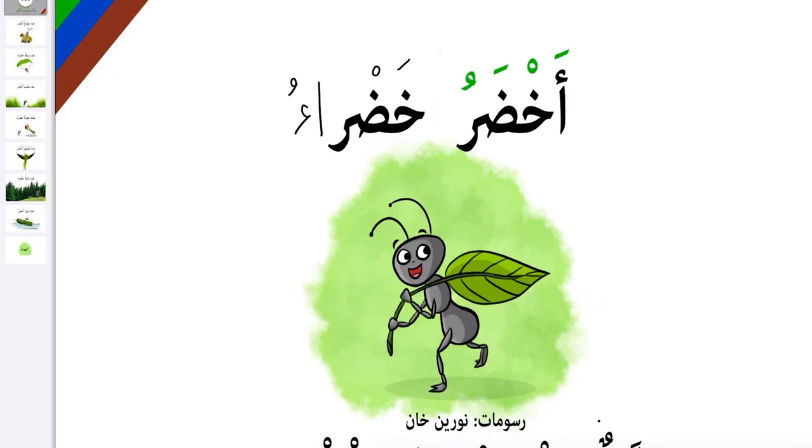Book number 27. Green, green. Sabz, sabz. Akhdaru, khadra'u. One word in English, one word in Urdu, but two words in Arabic.